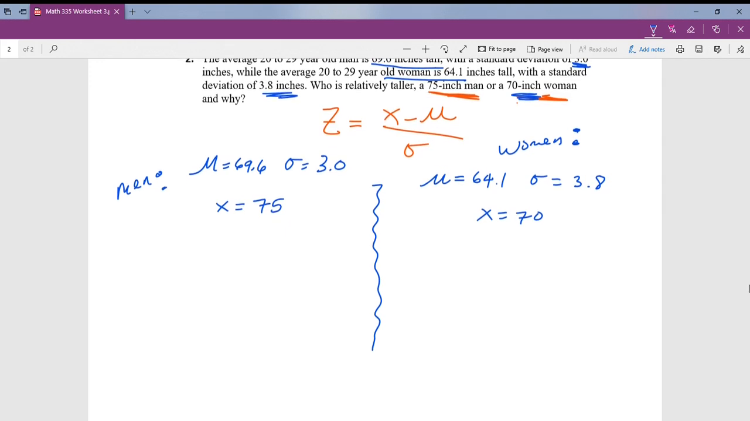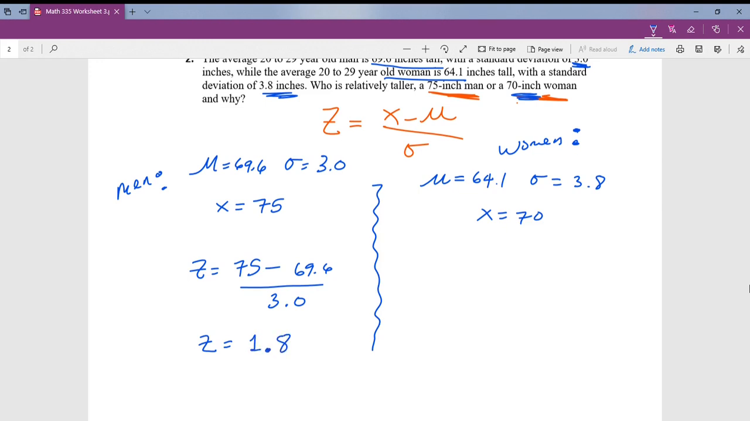Now let's use the formula for z-score. We have z equals 75 minus 69.6 divided by 3.0. And this gives us a z-score of 1.8.